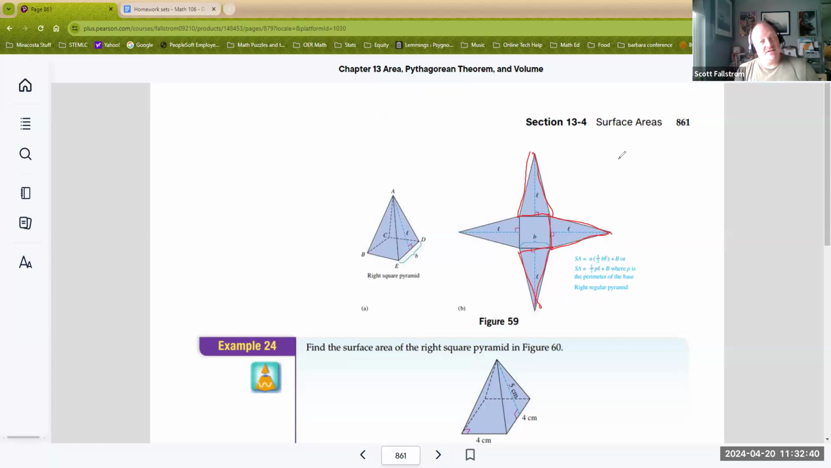How many triangles? Well, I technically have 4 triangles. Each triangle is this base length, which is B, times what is known as the slant height. And that's the L, that's the slant height, and that divided by 2. And I have 4 of those. Okay. And then I have this base, but in this case, I only have one base. So really it's base plus 4 times B times L over 2.